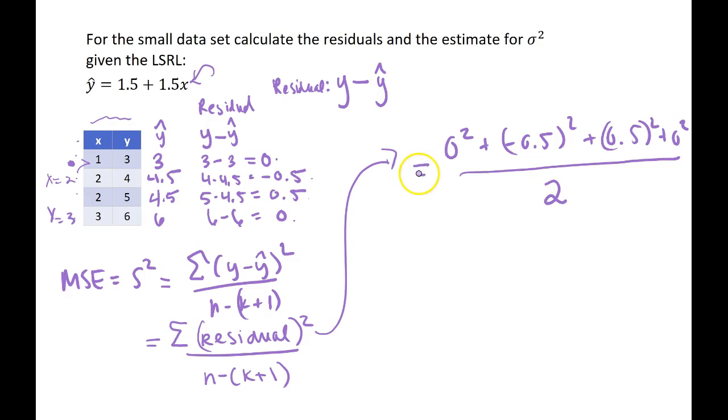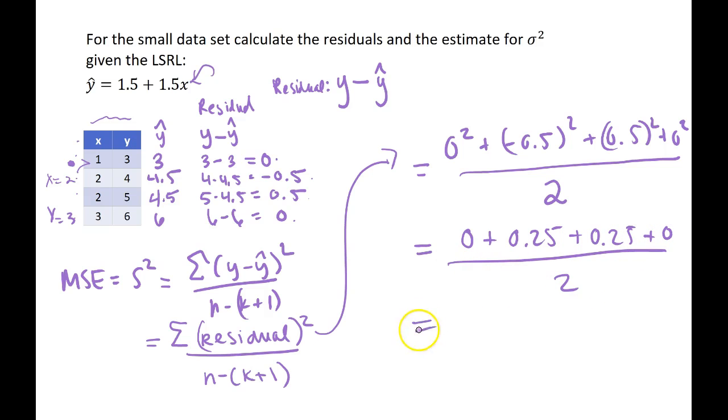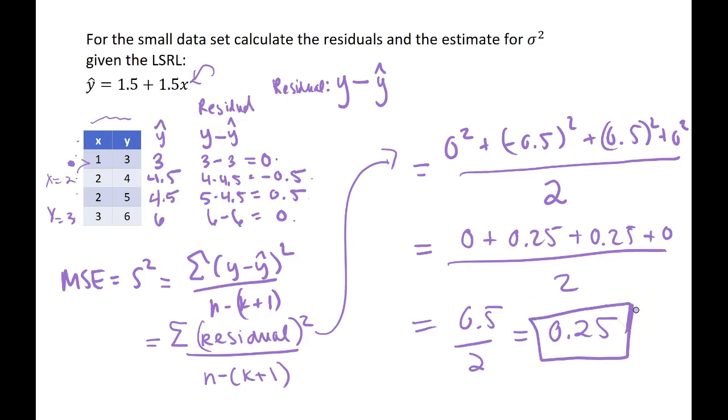So we get 0 squared, which is 0, plus negative 0.5 squared, which is 0.25. 0.5 squared is also 0.25, and 0 squared is just 0, all over 2. So this is 0.5 over 2, which is equal to 0.25. This is then our estimate for sigma squared, the true variation in our population, or in a sample case, it's called the mean squared error, or S squared. This is our estimate for it.